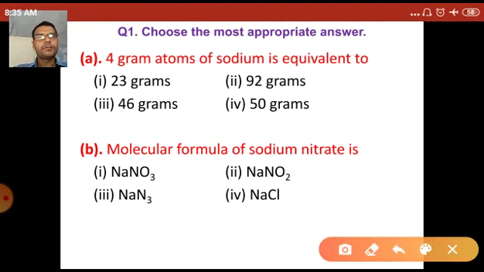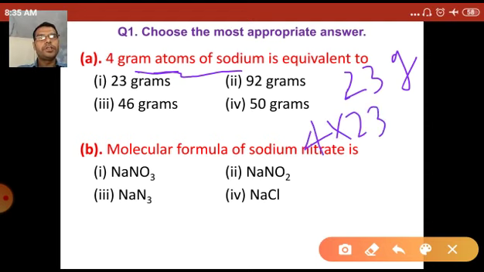Now the question number A, 4 gram atom of sodium is equivalent to. You know that 1 gram atom of sodium is equivalent to 23 grams. So 4 gram atoms of sodium is equivalent to 4 into 23, which is equal to 92 grams. So the right option is the second one.